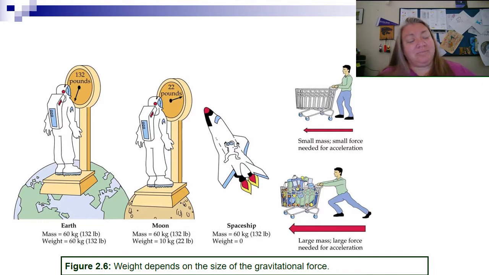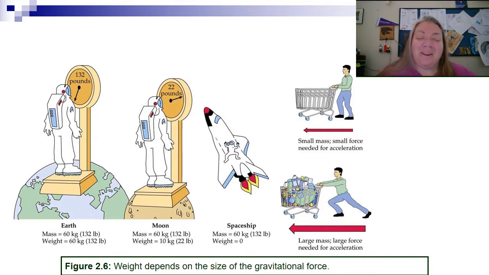really big one. Now, if you look over at the two astronauts, this is going to show you the difference between mass and weight, another example. Now, both of these astronauts have a mass of 60 kilograms, or it says 132 pounds.